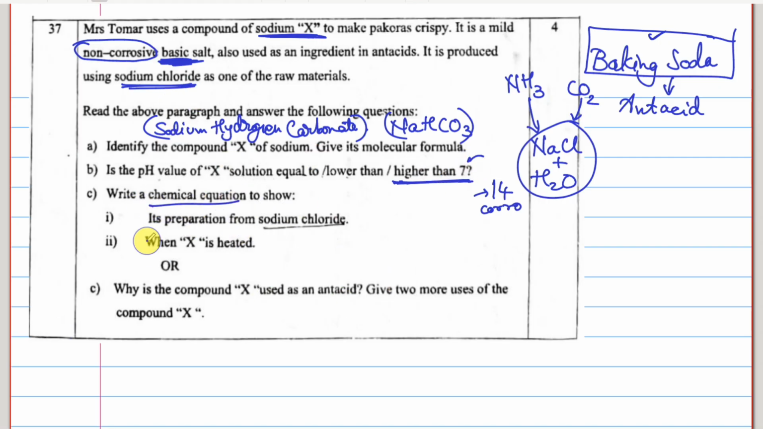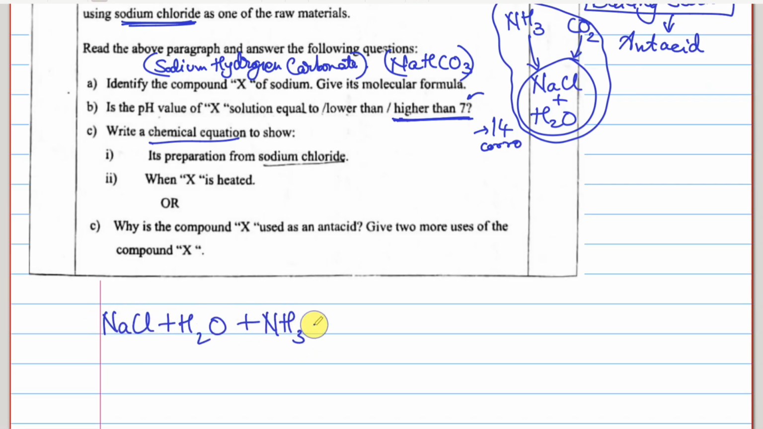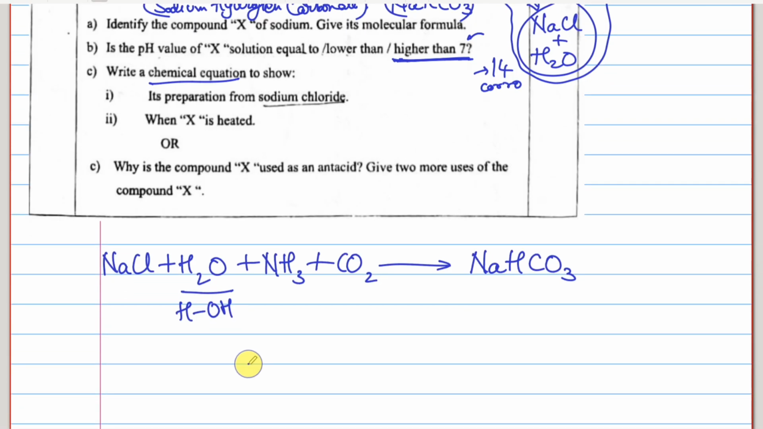Write the chemical equation to show its preparation from sodium chloride. So they want us to write the equation for this reaction, passing of ammonia and carbon dioxide through a brine solution. So let us write down NaCl plus water. Through this we are passing NH3 gas plus CO2 gas. And one of the products we are getting is sodium hydrogen carbonate, NaHCO3. So how do we get NaHCO3? I've always asked you to write water as HOH within the reactions, right?